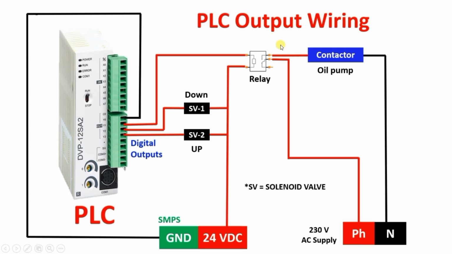Here in the output side of the relay, in the common, we will connect the 230 volt phase, and its NO terminal we will connect to the A1 terminal of the contactor, and the other terminal of the contactor we will connect to the neutral of the power supply. So if Y0 is on, this relay will be on, and this will make our contactor on, so the motor will be on. Similarly, if Y1 is on, then this solenoid valve is energized, and same for this solenoid valve.